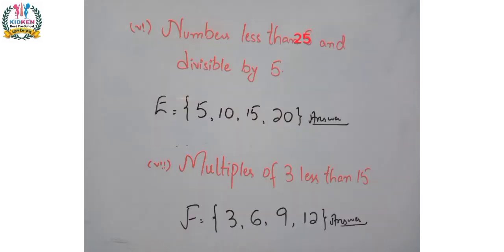The next part is numbers less than 25 and divisible by 5. Simply start counting the table of 5 less than 25. So 5, 10, 15 and 20. The next part of this question is multiples of 3 less than 15. In this question you can start counting the table of 3 less than 15. So 3, 6, 9 and 12. So this is the final solution of part 7.